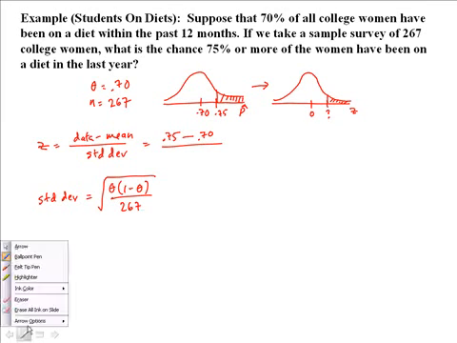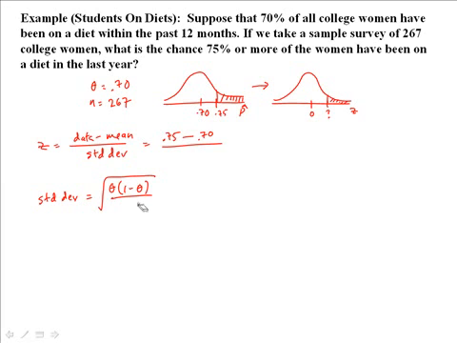All right, so now let's plug in our values. So theta is 0.70, and then 1 minus that is 0.30, of course. And then down here, the n is 267. Okay, so we've got to compute that. We're going to use a calculator. 0.7 times 0.3 equals this, divided by 267. Now we've got to take a square root of that.